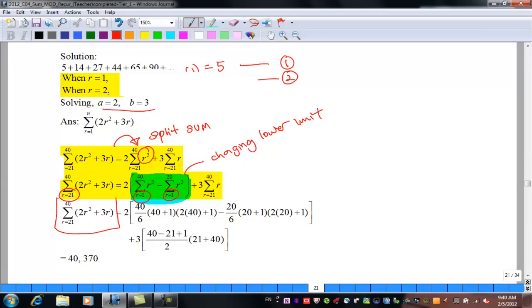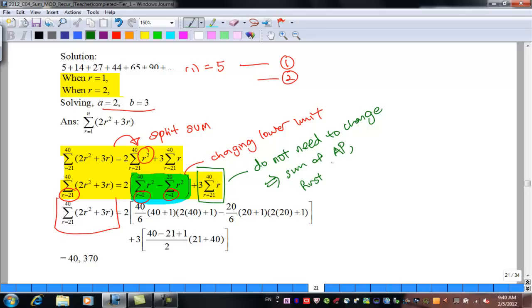Some of the sharper students will notice that over here, I in fact do not need to change the lower limit. Why is this so? This is because over here what we are applying is the sum of an AP, and my first term, if I were to write out the sum, is going to be 21. Common difference is going to be 1. So over here, we have taken into consideration that my first term will be 21. We are not applying a formula, so we do not have to change the base.